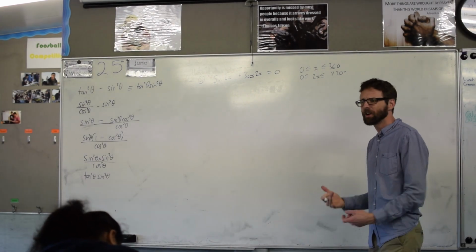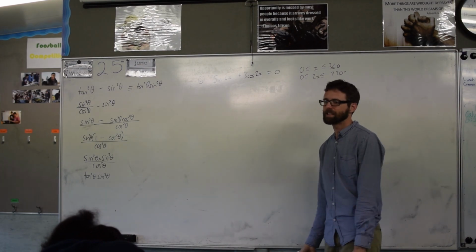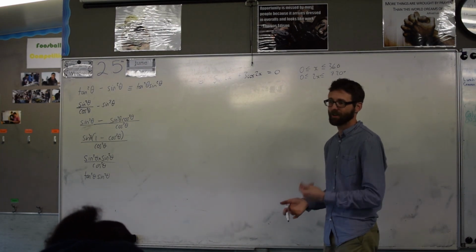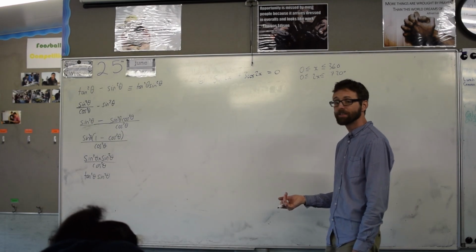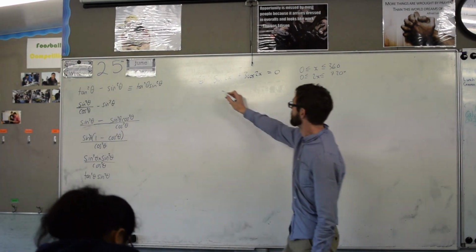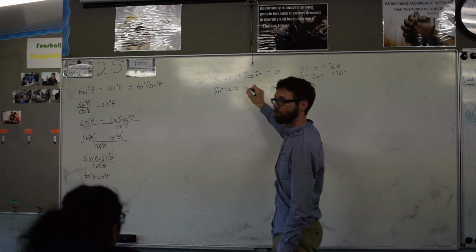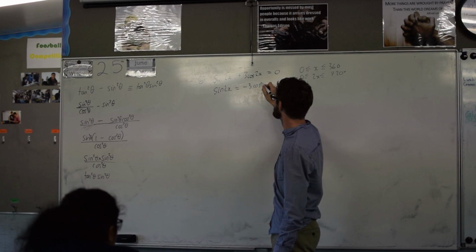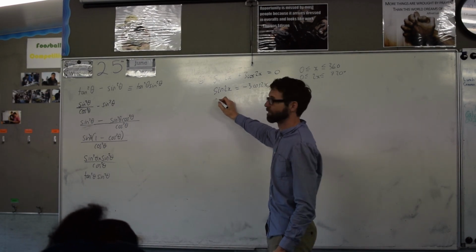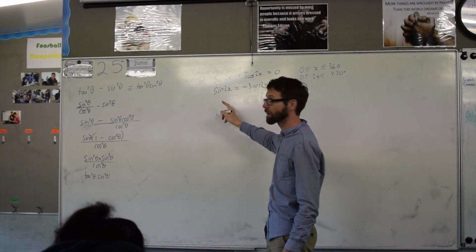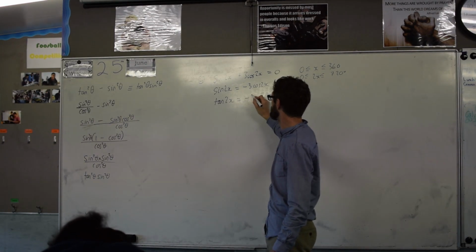We've got sines and cosines. That's a pain. We don't want that. So we've got to use one of our identities to make them one thing, like a sine, a cosine, or a tan. So, any ideas? Tan? Yep, tan. So sin 2x equals minus 3 cos 2x. And now we can make tan by dividing both sides by cos 2x. So this will become tan 2x equals minus 3.